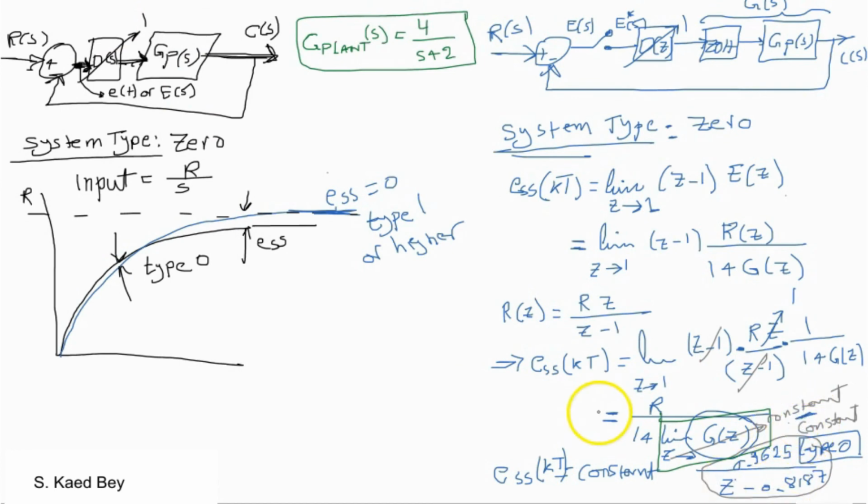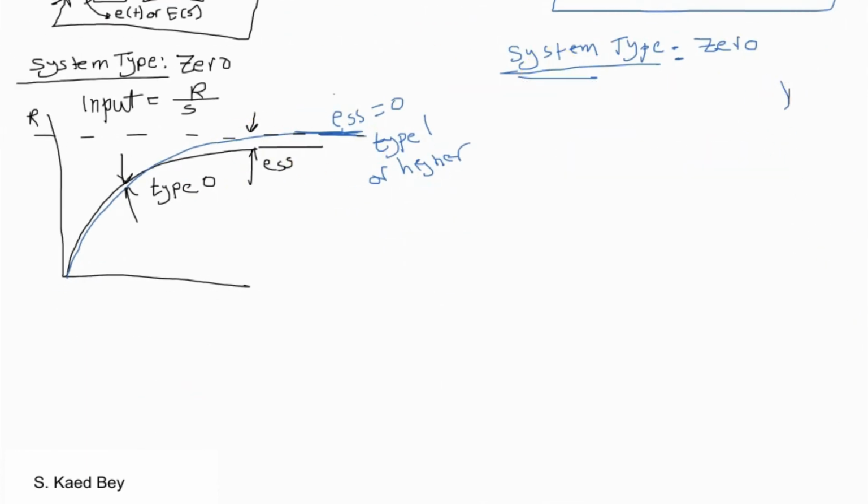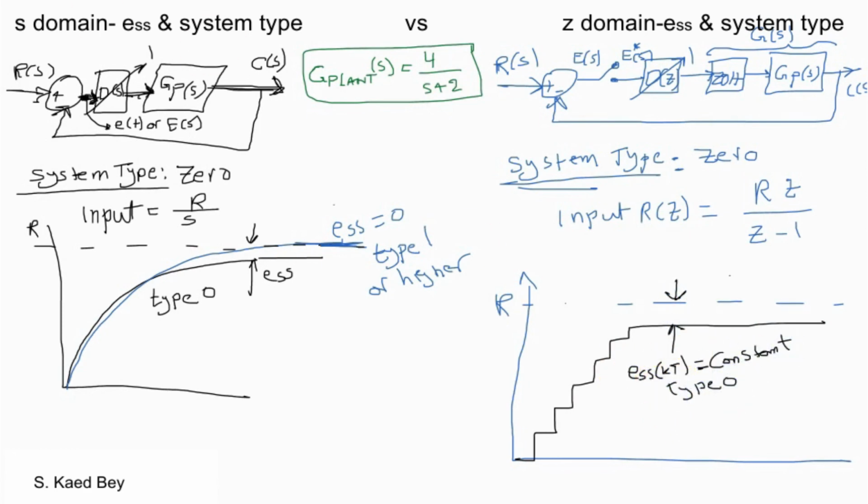We can also show this graphically in a similar fashion to that done in the S-domain. So for system type 0 with an input of a step with magnitude r, the steady-state error is constant. When the system type is increased to 1 or higher, we expect the steady-state error to be 0.